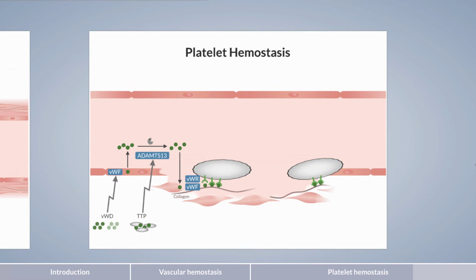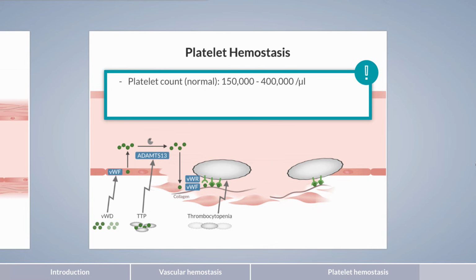Let's move on to the third and final condition that we'd like to present, thrombocytopenia. A healthy individual has approximately 150,000 to 400,000 platelets per microliter of blood. If the platelet count falls below 150,000 per microliter, this condition is termed thrombocytopenia. Primary hemostasis disorders can result from thrombocytopenia.